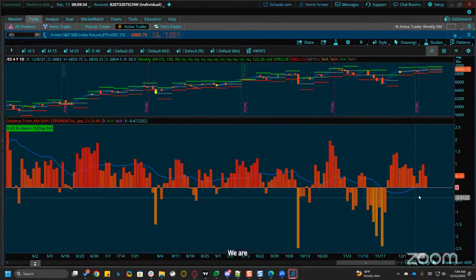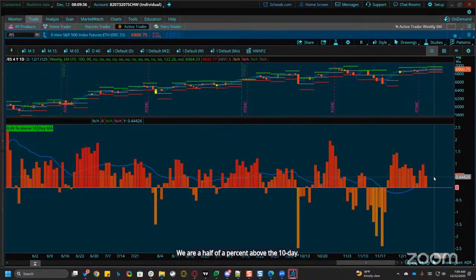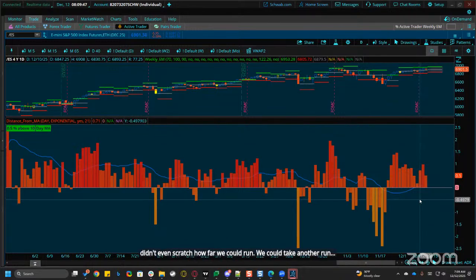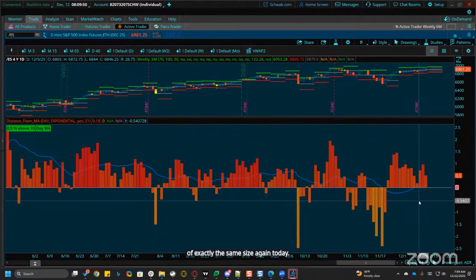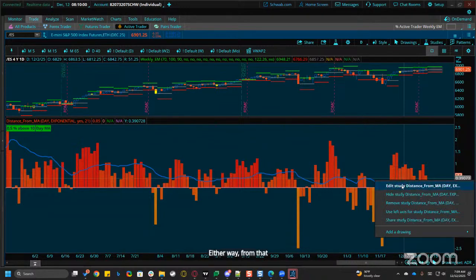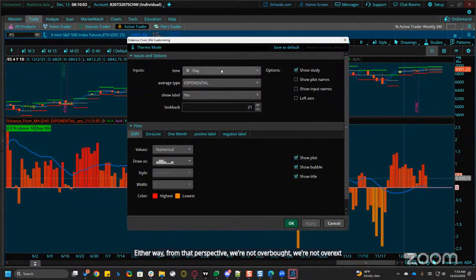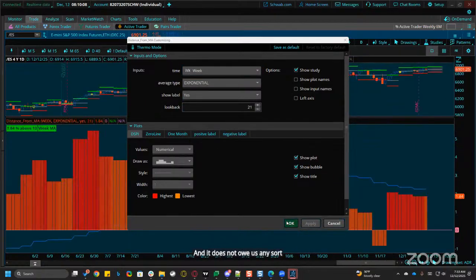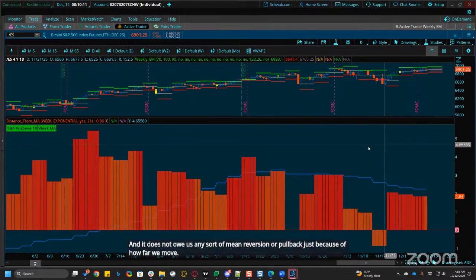We are 0.5% above the 10-day, kind of the sweet spot. We're not overbought. We're not overextended. That run that we had yesterday didn't even scratch how far we could run. We could take another run of exactly the same size again today, and we still wouldn't be overbought. Of course, we could also just retrace the whole move and put us right back down to the 10-day. Either way, from that perspective, we're not overbought. We're not overextended. We have not moved too far too fast, and it does not owe us any sort of mean reversion or pullback just because of how far we moved.